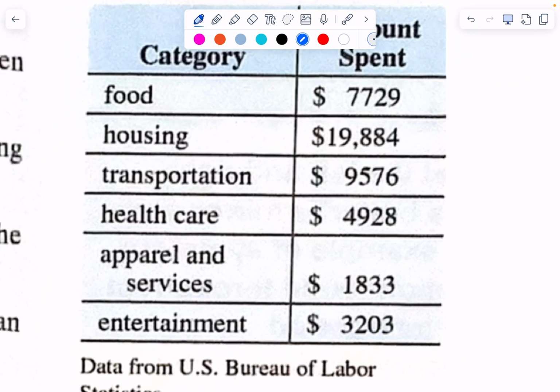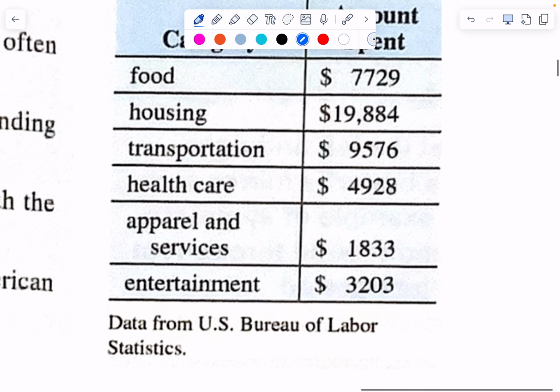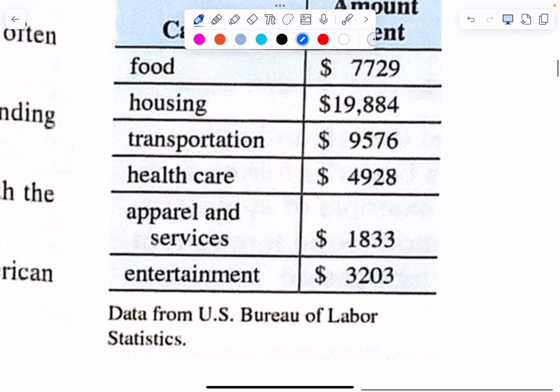Okay, here is that exact example. Food, housing, transportation, healthcare, apparel and services, and entertainment. That is all of the amount of money spent, and that's over the course of, what, a year probably?